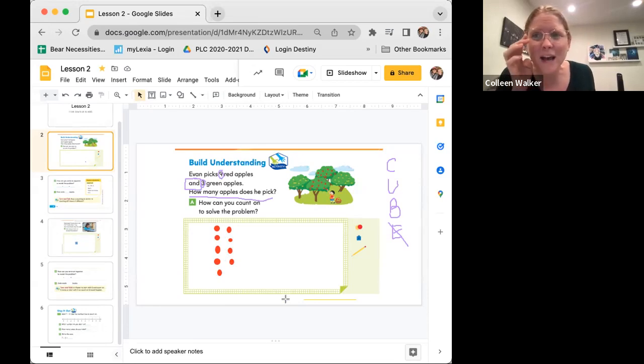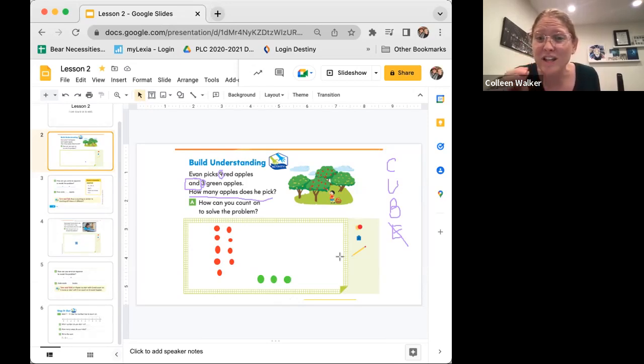And how many green apples were there? That's right, there were 3. So let's draw those 3 green apples. 1, good. 2, and 3. Awesome, boys and girls. So now we have to use counting on to solve.